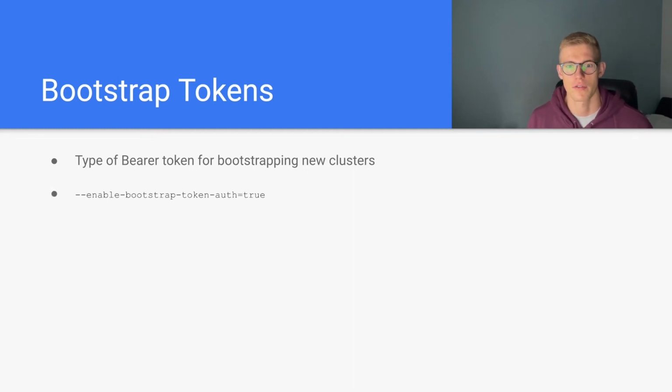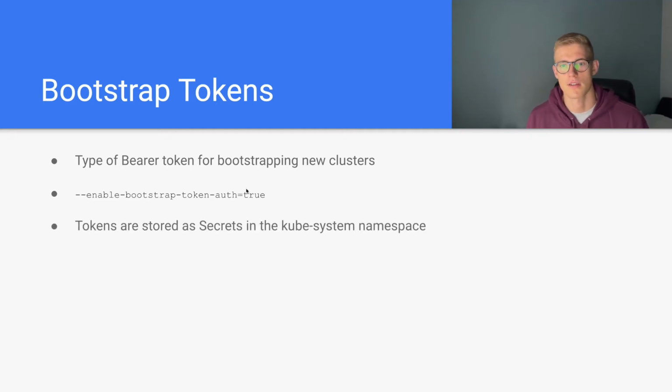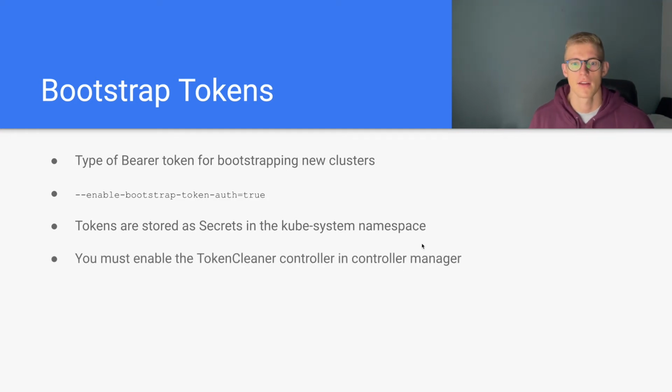And if we want to run this, again, another option that we have to pass into the Kube API server is --enable-bootstrap-token-auth and set it to true. The tokens are stored in secrets in the kube-system namespace. So these secrets we'll set them up in the kube-system namespace, and then they will be accessible by the Kube API server. You must enable the token cleaner controller in the controller manager.